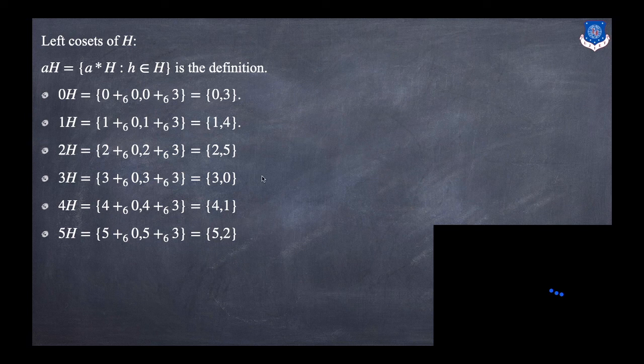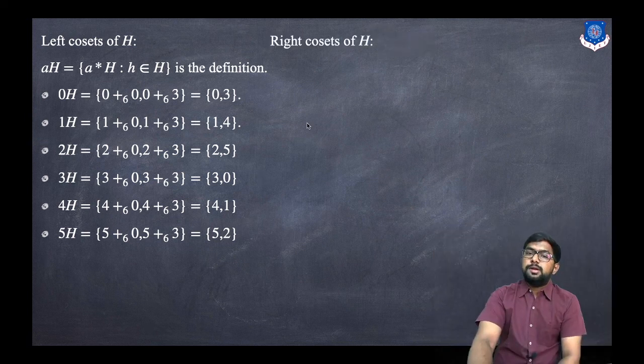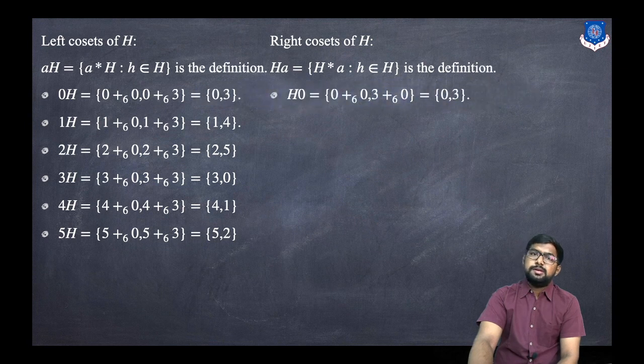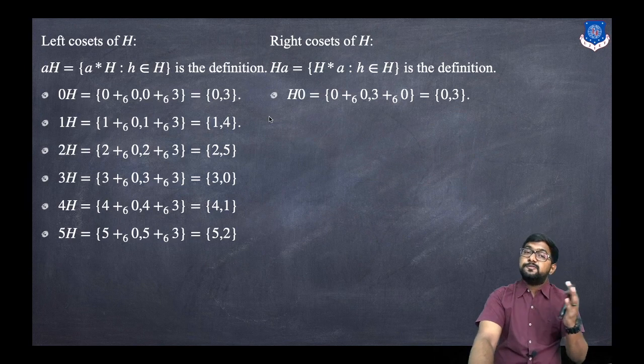So this is how you can calculate left cosets. Now in the same manner, the right cosets. So the definition will be like this: Ha equals the set of all h star a such that h belongs to H. Now instead of 0H, we'll write H0. So H0, now the pattern will be different.